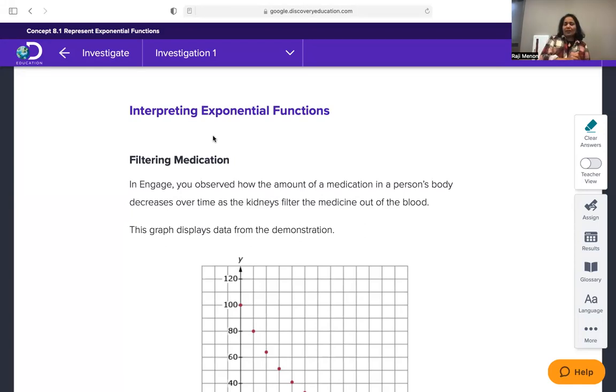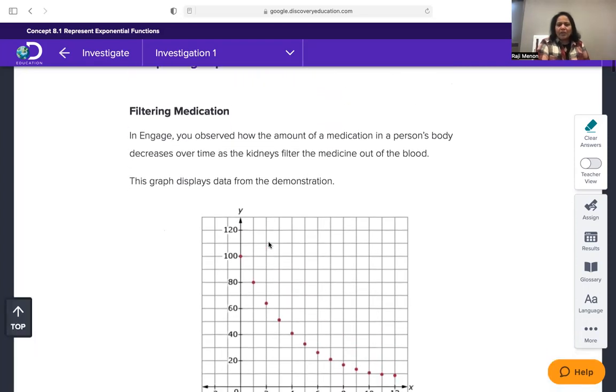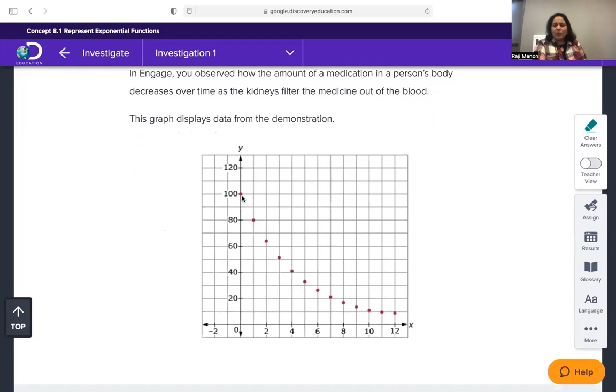In this particular filtering of medication, we already saw in the engage that 20% is filtered out every hour. So it's going by hour. There is 100% medication in the body. First you need to know how to read this graph. So 100%, then in the first hour, 20% gone. 20% of 100 is 20. So in the first hour, there is only 80.